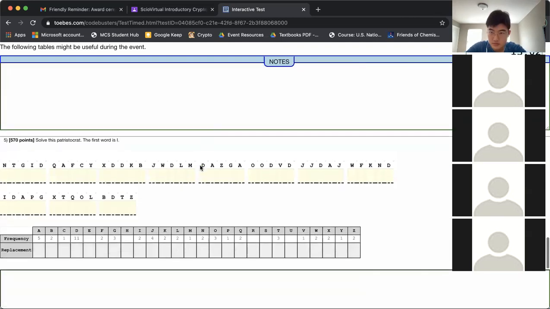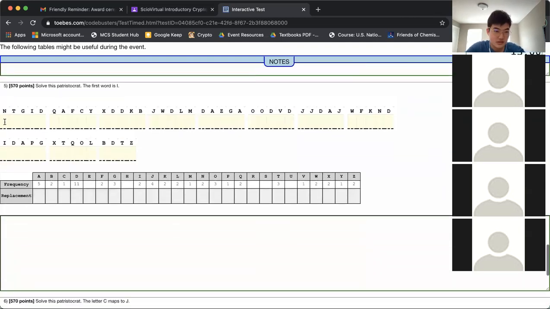Yeah, that's one of the things with Patristocrats. It's hard to see when a new sentence starts. So you kind of have to think about how it would flow if you were just talking. Okay, this hint isn't super helpful because there's 2 I's in the entire quote.